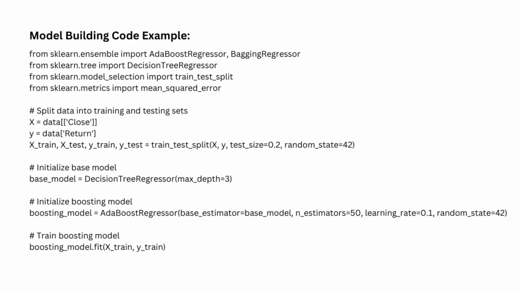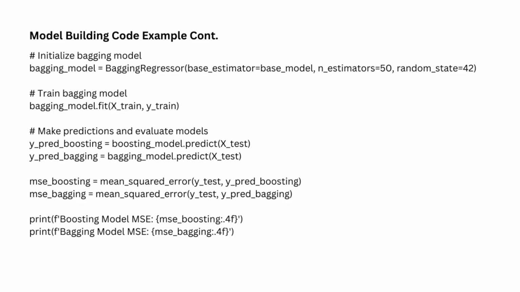Code example. Explanation of code. 1. Data splitting. We split the data into training and testing sets using train_test_split to evaluate the model's performance on unseen data. 2. Base model initialization. We initialize a decision tree regressor with a maximum depth of 3 as the base model for boosting and bagging. 3. Boosting model initialization and training. We create an AdaBoost regressor, specifying the base model, number of estimators, 50, and learning rate, 0.1. The model is then trained on the training data.